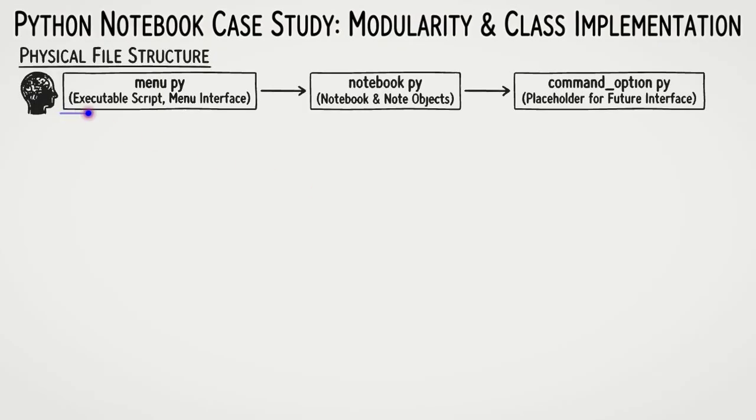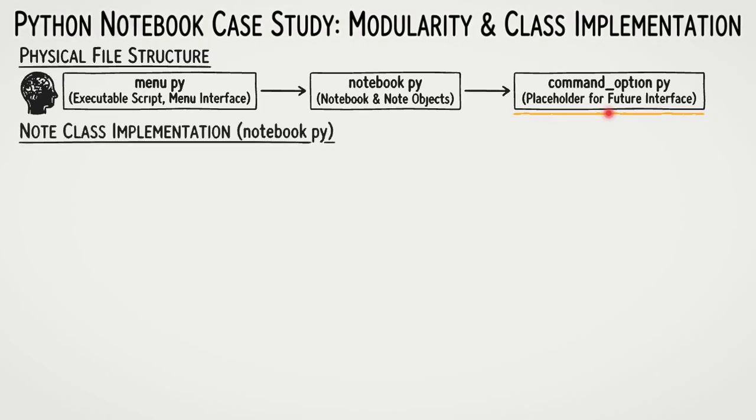Our executable menu interface lives here in menu.py. The core logic, including the notebook and note objects, goes into notebook.py. We also have command_option.py as a placeholder for future interfaces. This separation allows different interfaces to access the core logic without duplicating code.